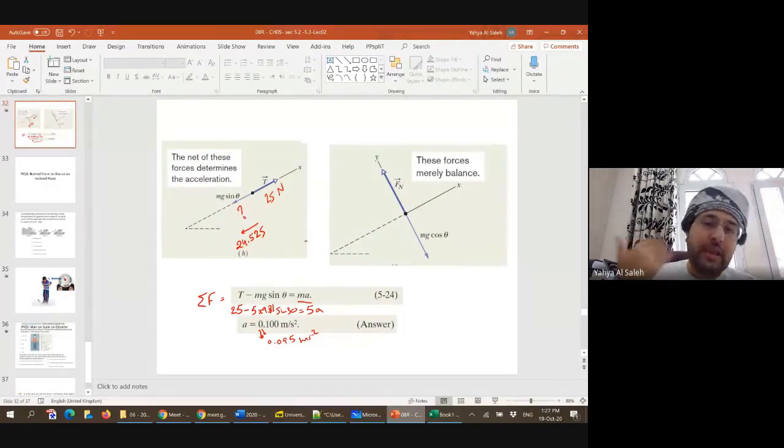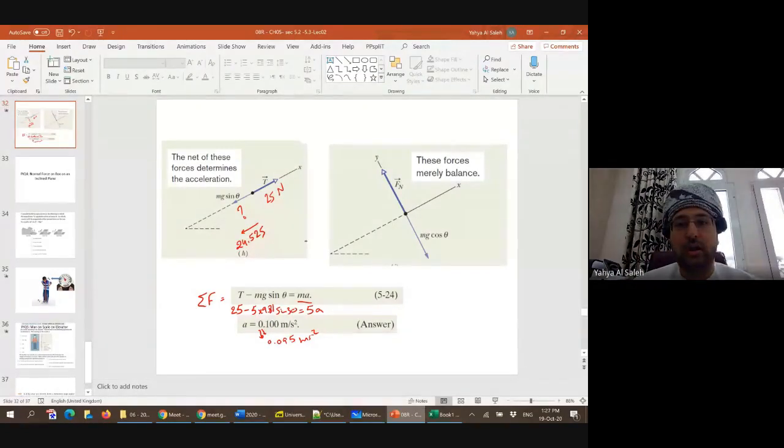So what we're actually doing here is we're not saying that they are equal. We are looking to see if they are equal or not, because sum of F equals MA. The only way to know what the velocity is or what the acceleration is or whether it's changing or not is to find whether the sum of forces is 0 or not.